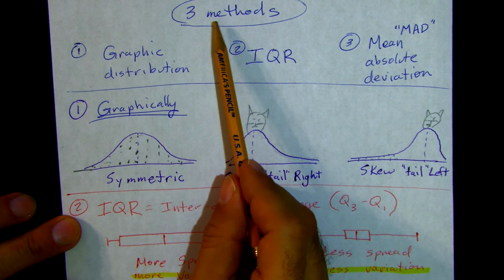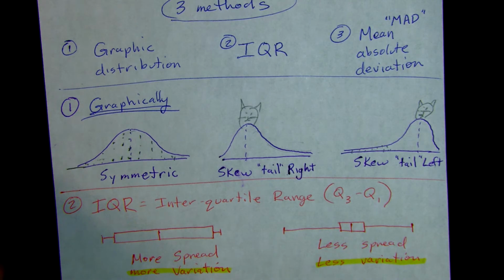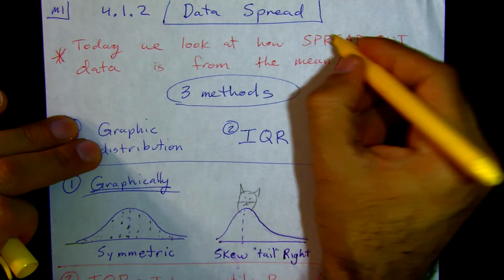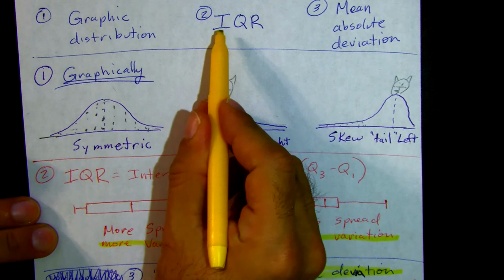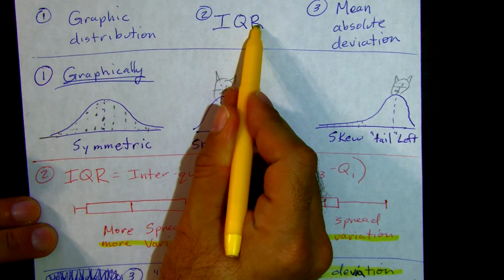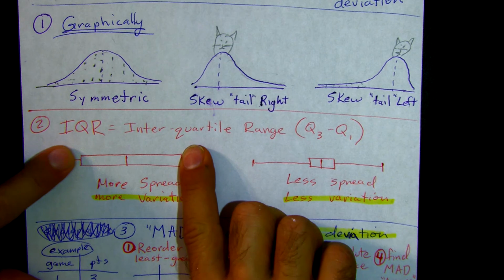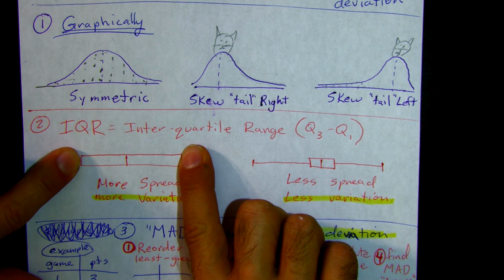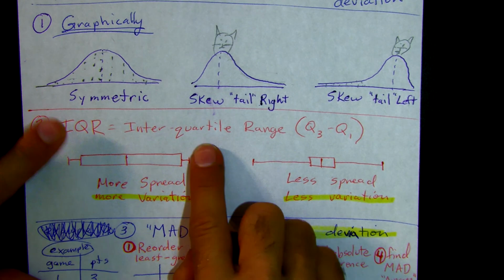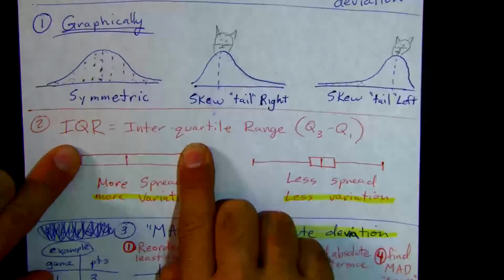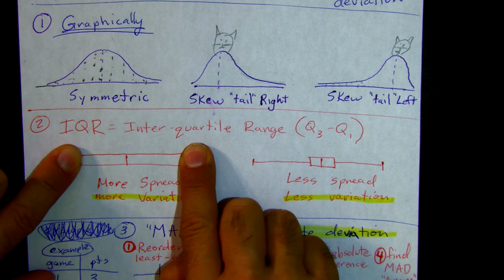The second method to look at how data is spread out, that's the main thing for today, is looking at the IQR, the interquartile range. Remember, the interquartile range is just saying, what value is Q1? What value is Q3? And how far is it between them? This is 50%. When you have a box plot, 50% of your data fits into this range.